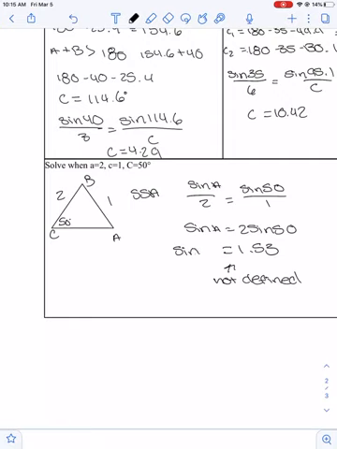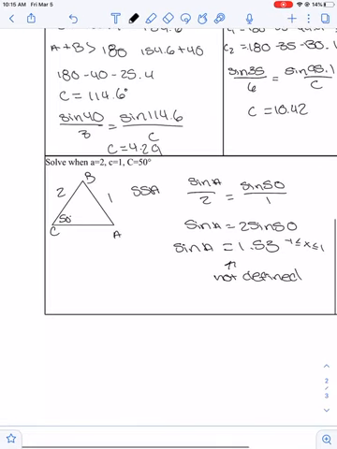So when you take the inverse of 1.53, you would end up getting error or not defined, because remember, the inverse has to be between -1 and 1. So 1.53 is above that, or in your calculator you would get error. So therefore, there is no triangle.